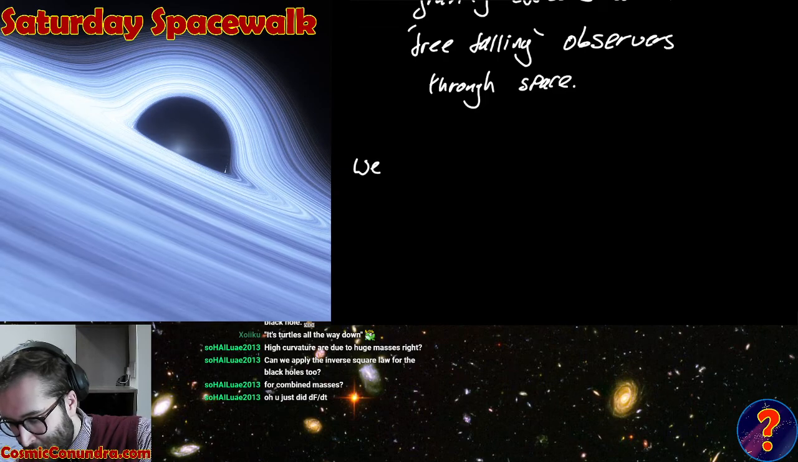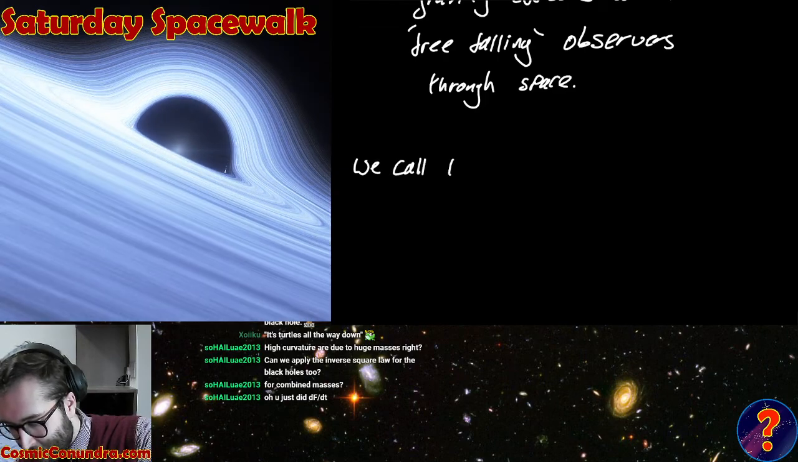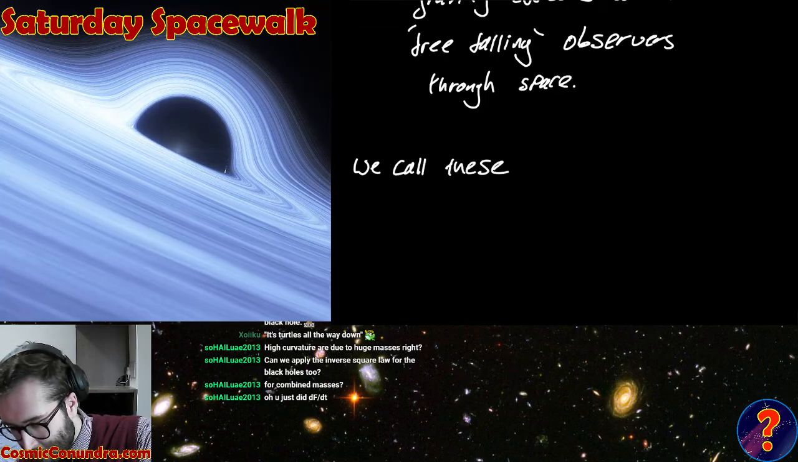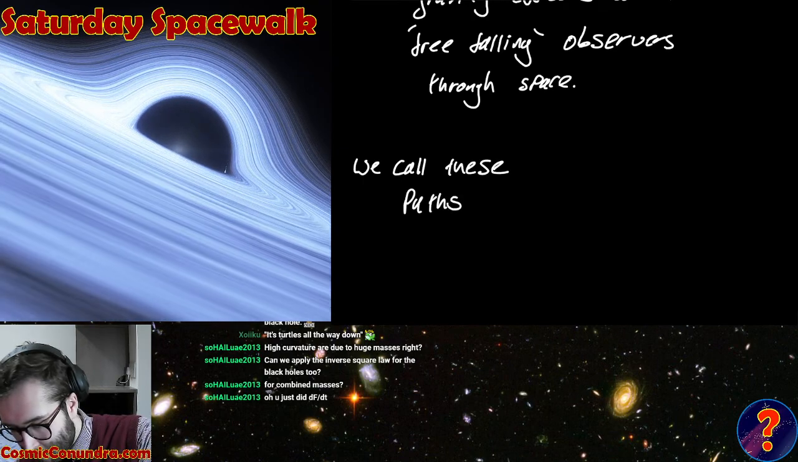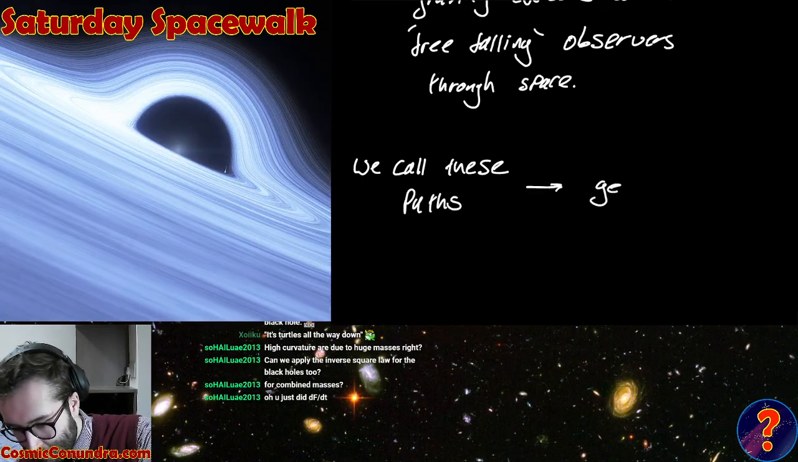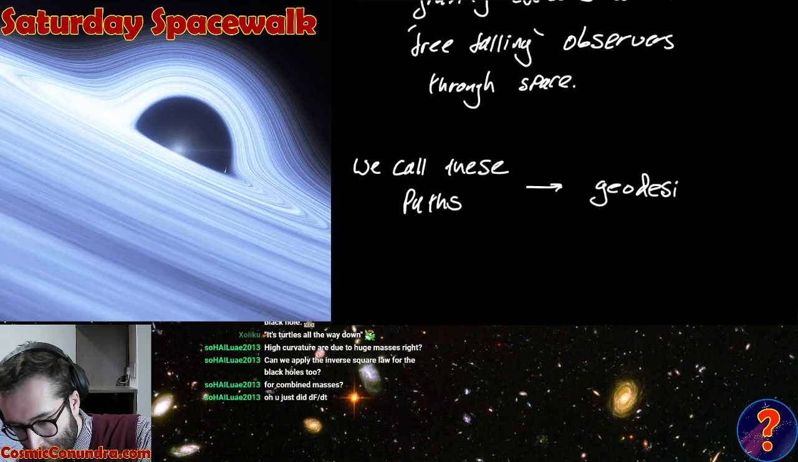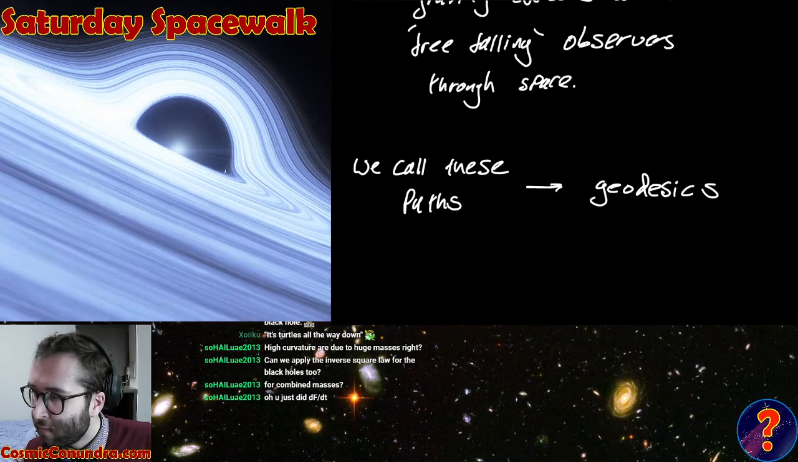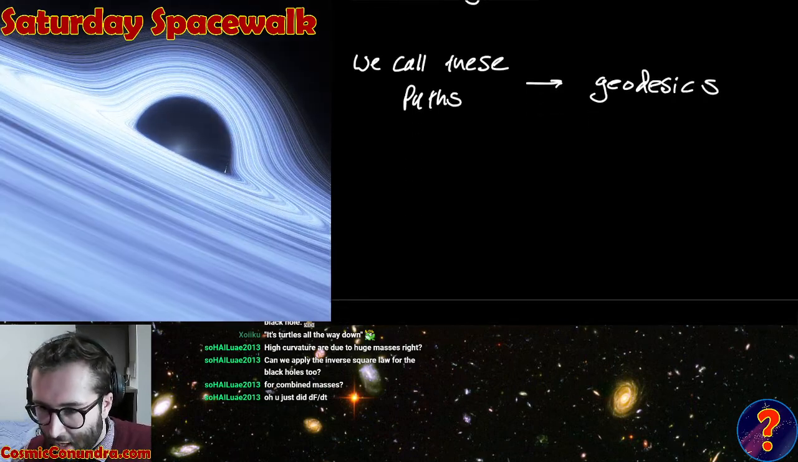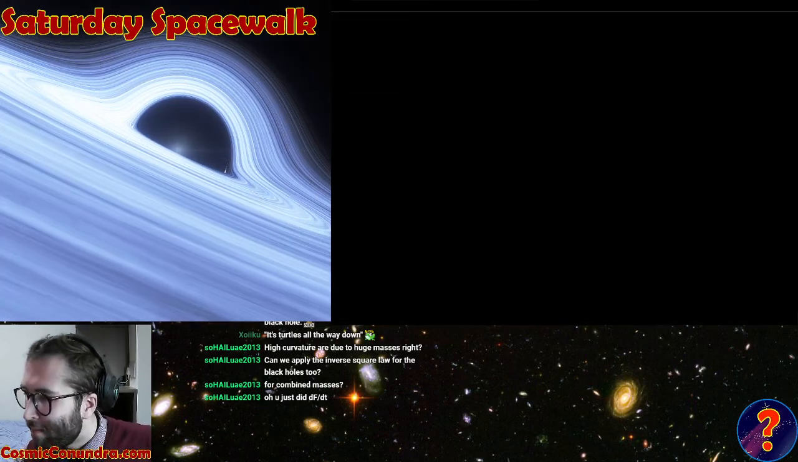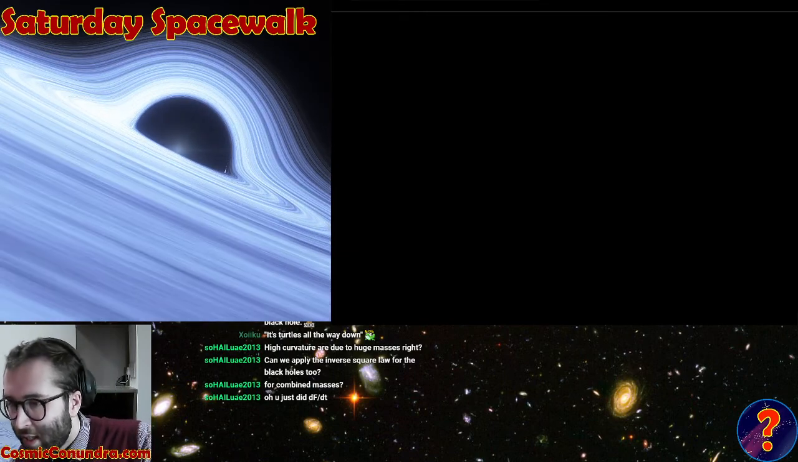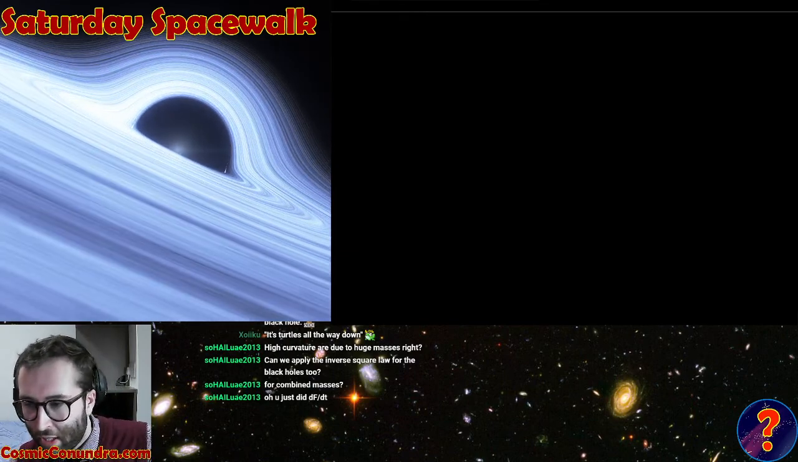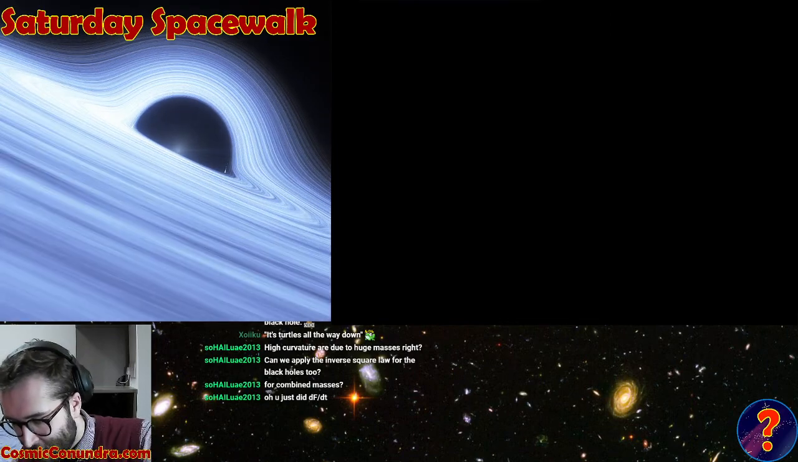And we call these paths through space-time geodesics. Okay. So we're throwing out a lot of terminology, but this is just motivating how we should start thinking about general relativity.